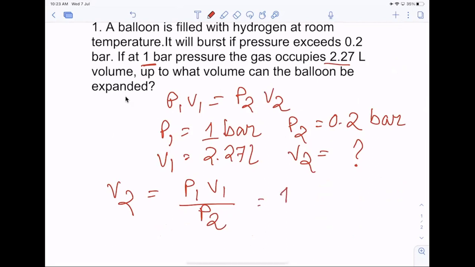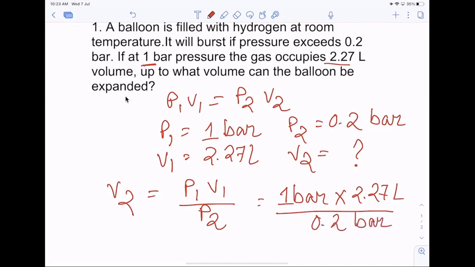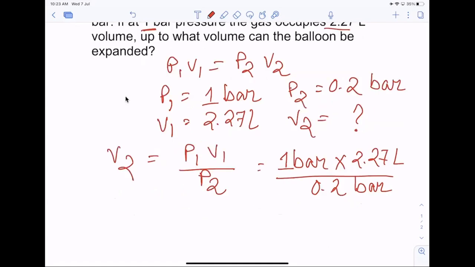P1 is 1 bar. V1 is 2.27 liter. And P2 is 0.2 bar. Clear? Yes, ma'am. Then we have to do the calculation. So after the calculation, we'll get 11.35 liter volume.